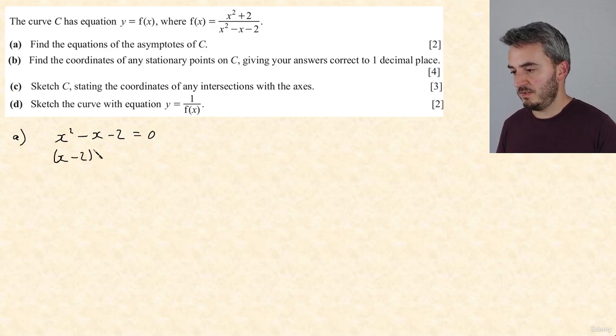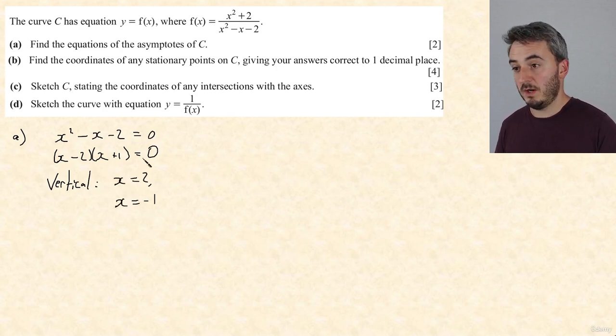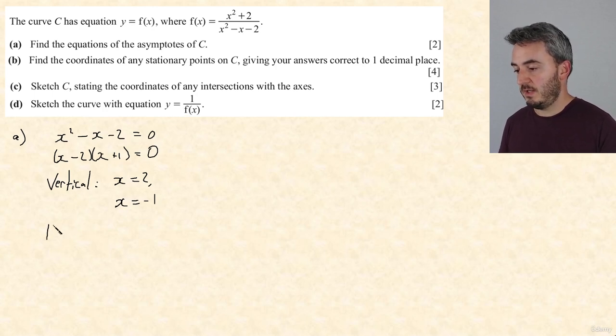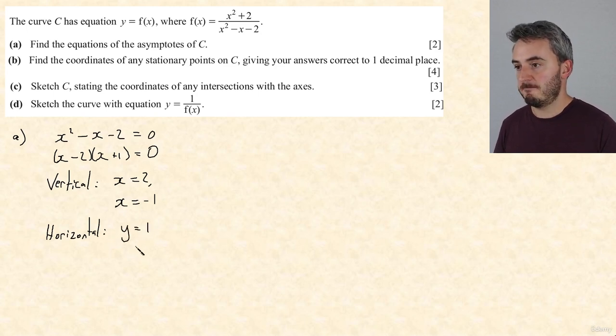This one factorizes like this, and so our vertical asymptotes are x equals 2 and x equals minus 1. Horizontally, you can see that as x tends towards infinity, we can ignore all the stuff that isn't x squared, leaving us with x squared over x squared, which is 1. So the horizontal asymptote here is y equals 1. And we're done.